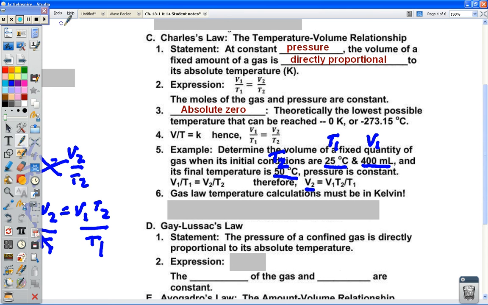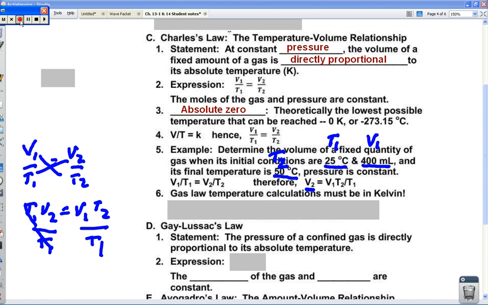Okay, so we'll pause for a sec. The question is, how do you know when it's T1, V1, or T2, V2? In general, the initial conditions, when it says initial, those are what you're going to label as 1, and your final situation is what you're going to label as 2. You're going to have all kinds of them, but the stuff you start with is generally labeled as 1. The stuff you finish with is generally labeled as 2.